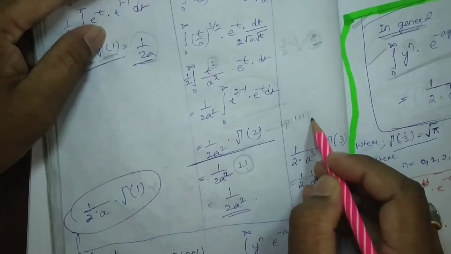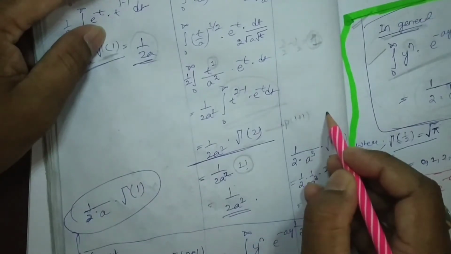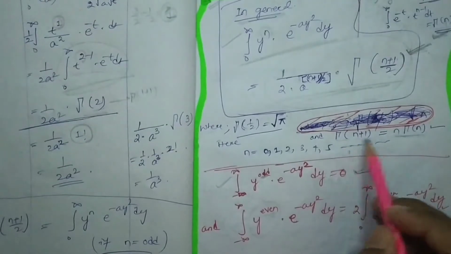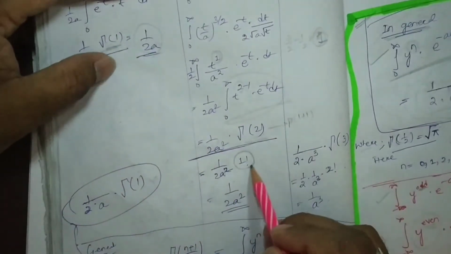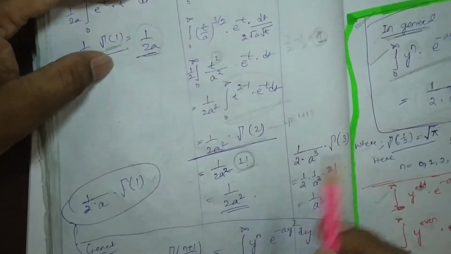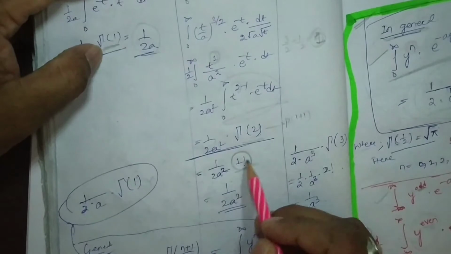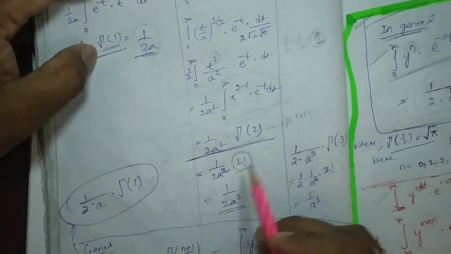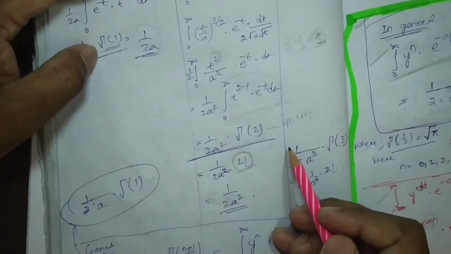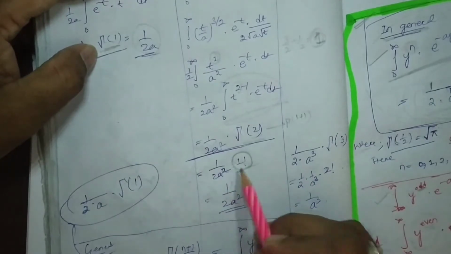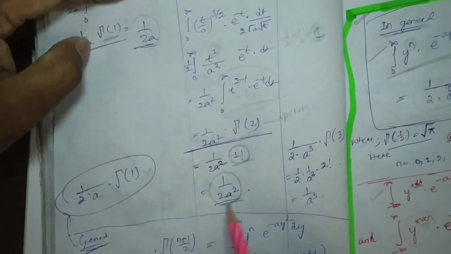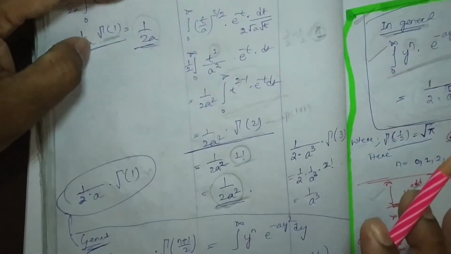Gamma 1 plus 1 means 1 gamma 1, because gamma n plus 1 means n gamma n. So 1 gamma 1 is nothing but 1 factorial, which is 1. So we found that 1 by a square is the answer.